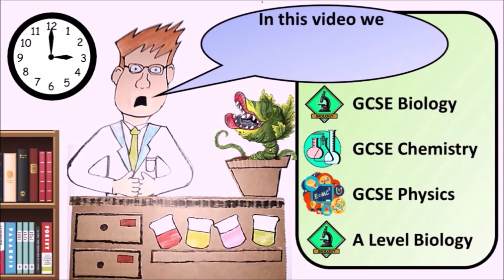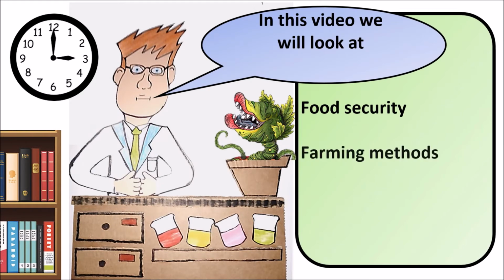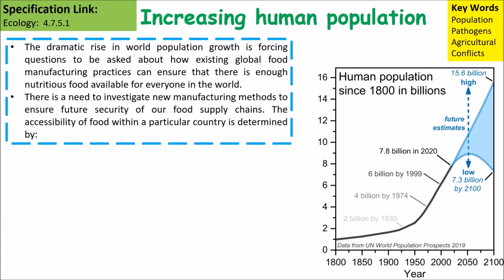In this video, we will look at food security, farming methods and agricultural costs. So the dramatic rise in the world's population growth is forcing questions to be asked about how existing global food manufacturing practices can ensure that there is enough nutrients or food available for everyone in the world.